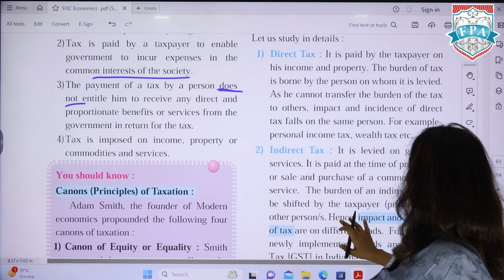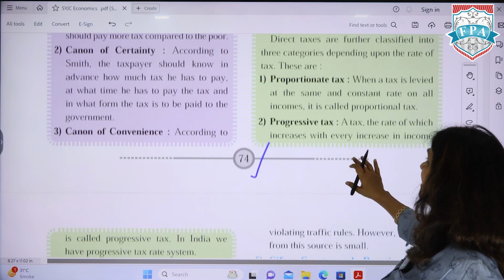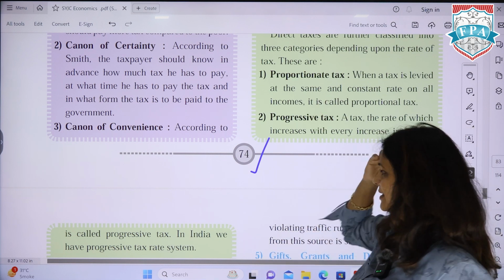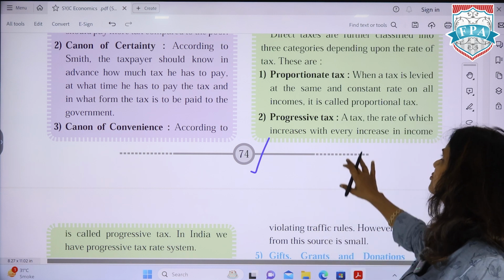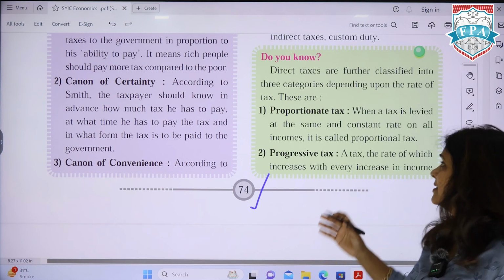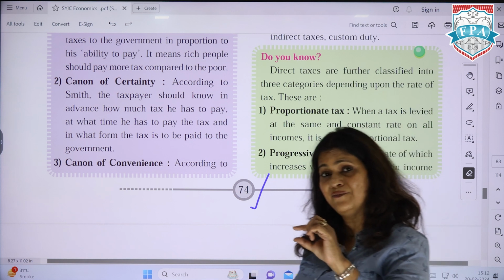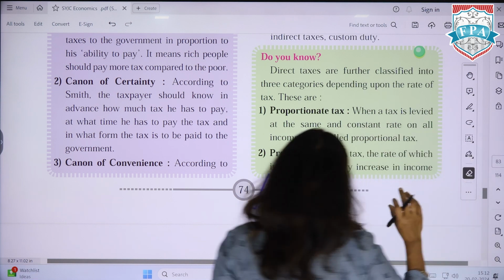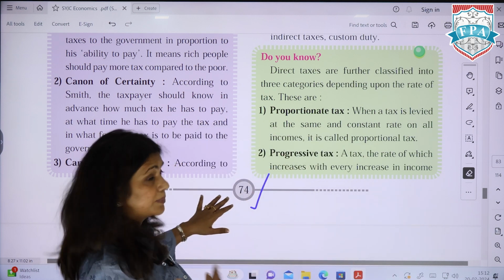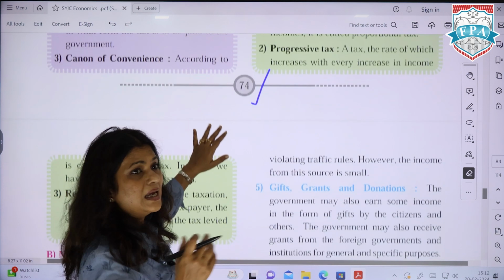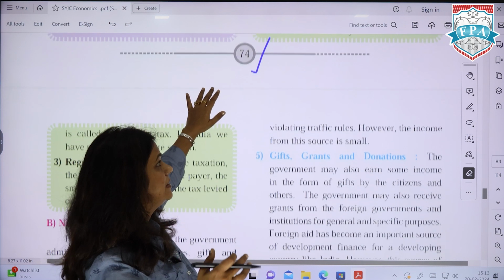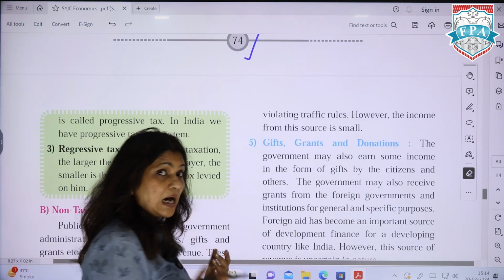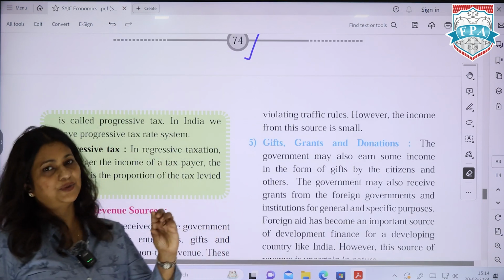So direct tax and indirect tax. I hope we understand what direct tax and indirect tax are. Now, ये कुछ आपकी understanding के लिए उन्होंने words दिए हुए हैं, which you should understand. Direct tax can be proportionate tax, that is when everybody has to pay a constant rate on all the income, that's known as proportionate tax. Progressive tax means as your income keeps on increasing, you keep on paying a higher level of tax. And regressive tax means the larger your income is, the lower is the amount of tax which you are paying.